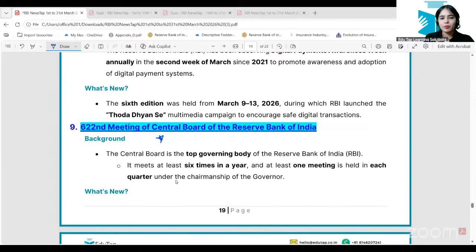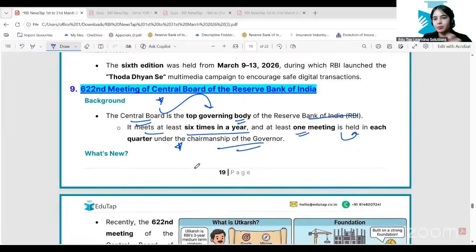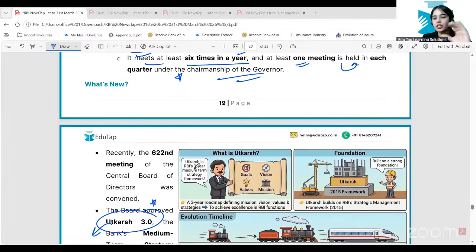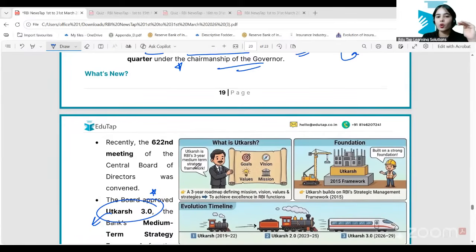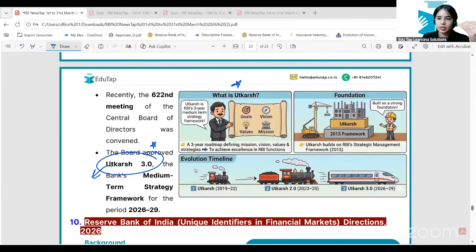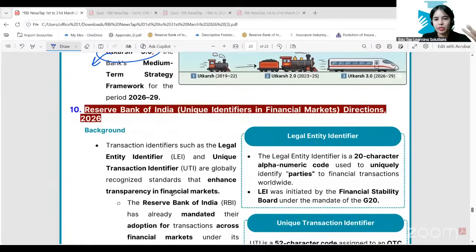The Central Board is the top governing body of the Reserve Bank of India. It meets at least 6 times in a year, and at least one meeting is held in each quarter under the chairmanship of the governor. In this particular meeting, the important thing was that Utkarsh 3.0 has been released, but all about Utkarsh we are going to discuss in a separate session. So nothing much to discuss here.